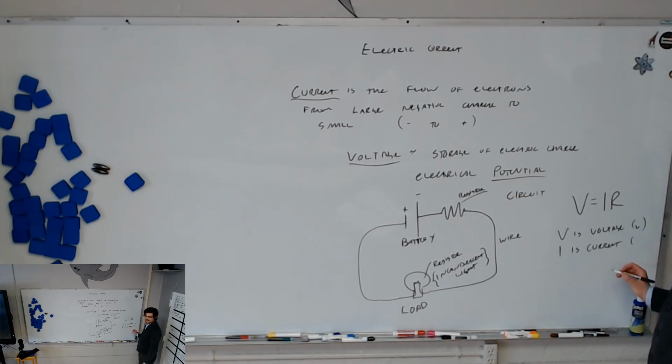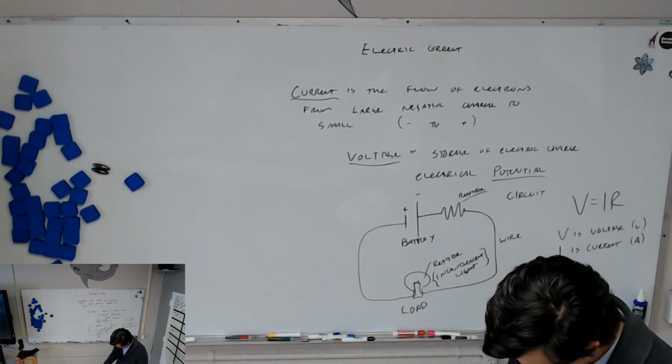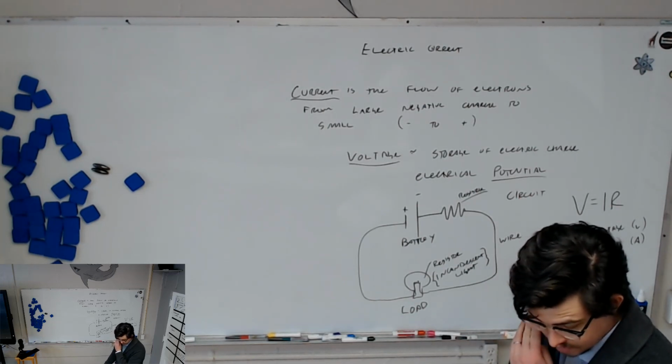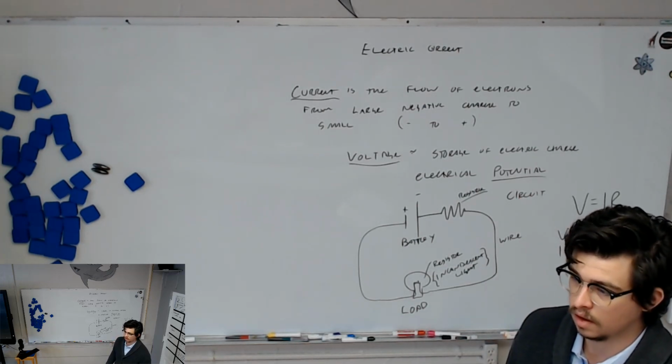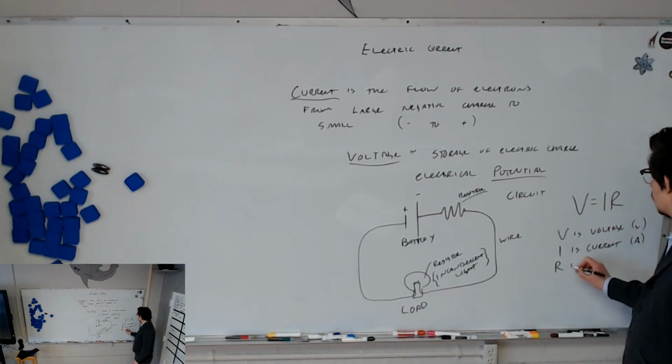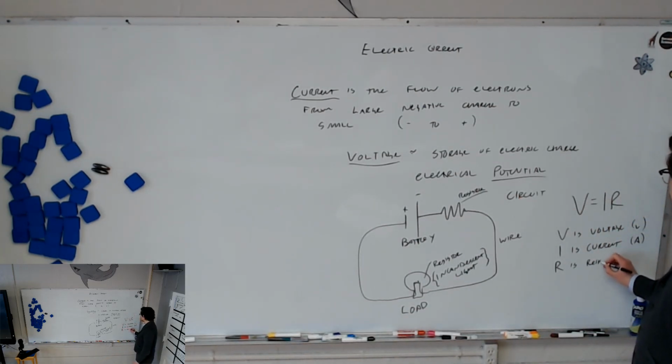I gave you a hint earlier. Yeah, amps, which is short for amperes. An ampere is the SI unit for a current. It's a base unit. And then R is resistance measured in ohms.